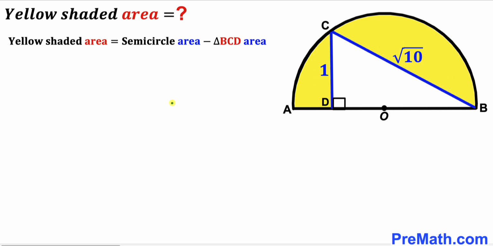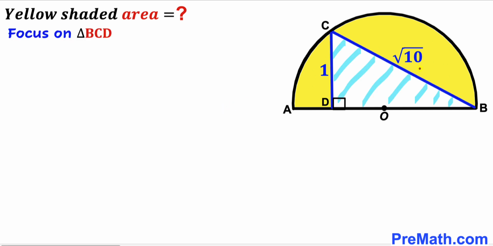Let's make an observation. We can see that the yellow shaded region area is going to be equal to the area of this whole semicircle minus the area of the triangle BCD. We are talking about this right triangle BCD area. And now our task is to calculate the area of this semicircle and the area of this triangle BCD as well.